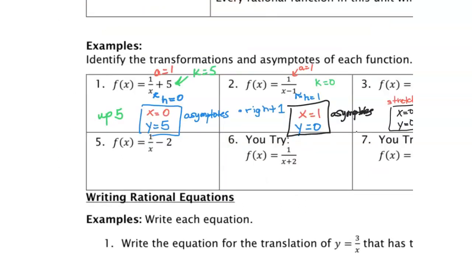All right, so let's try the next one, number 5. We have an a value of 1, so no shifts there. We have an h value of 0 as our default, and we have a k value of -2. So the k value actually gives us a shift, so we're shifting down by 2. All right, and then lastly, picking out our asymptotes, x is equal to the h value, so that's 0, and y equals our k value, which is -2. These are the asymptotes.